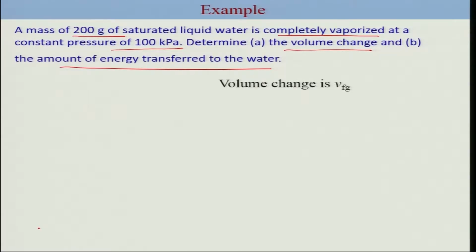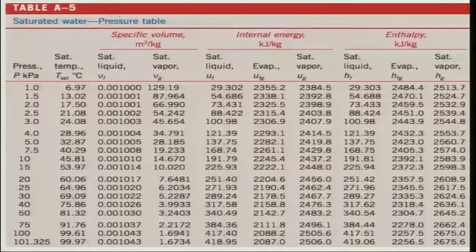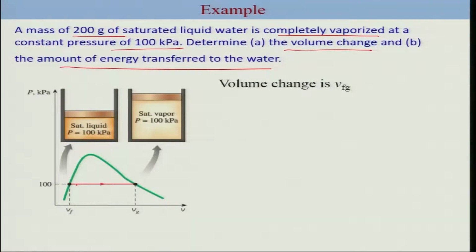Okay, so let's look at it. What kind of table should we see? We have been given 100 kilopascal as a constant pressure. So essentially we should take a look at the saturated water table A5, okay, because you have the pressure. So let's look at it. The idea behind this question is that you have a saturated liquid water which is completely vaporized, which means at 100 kilopascal this fluid is vaporized to the gas or the vapor, and then we need to find out the change in the volume.